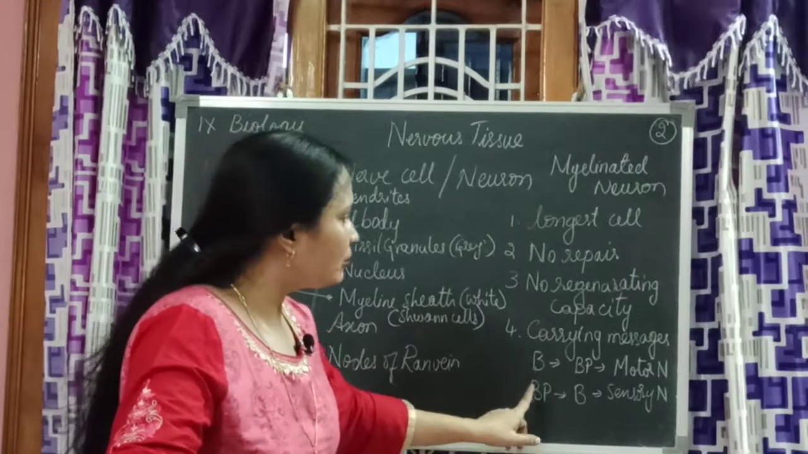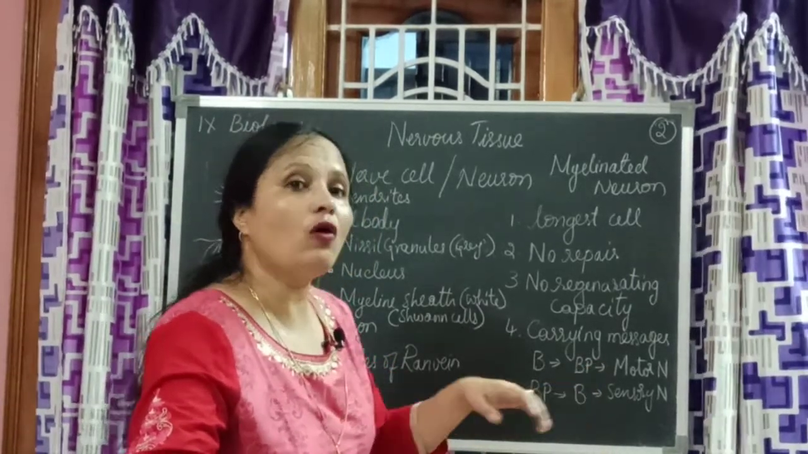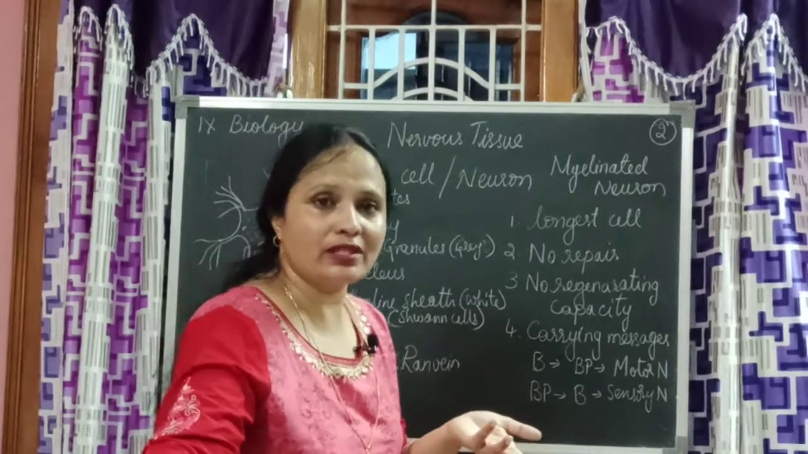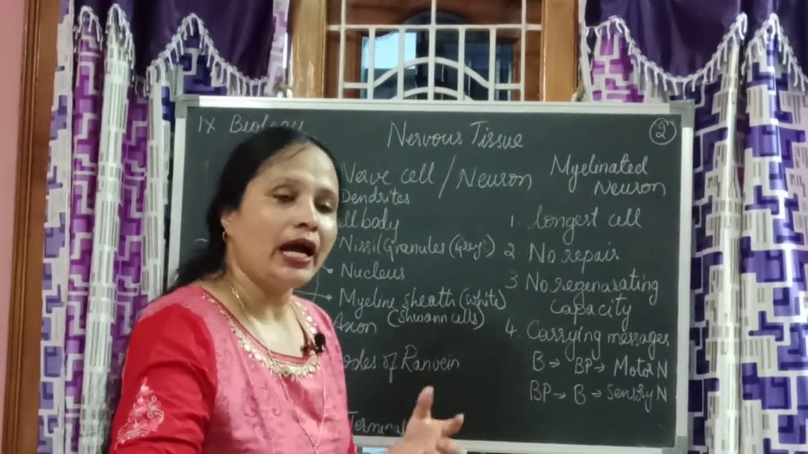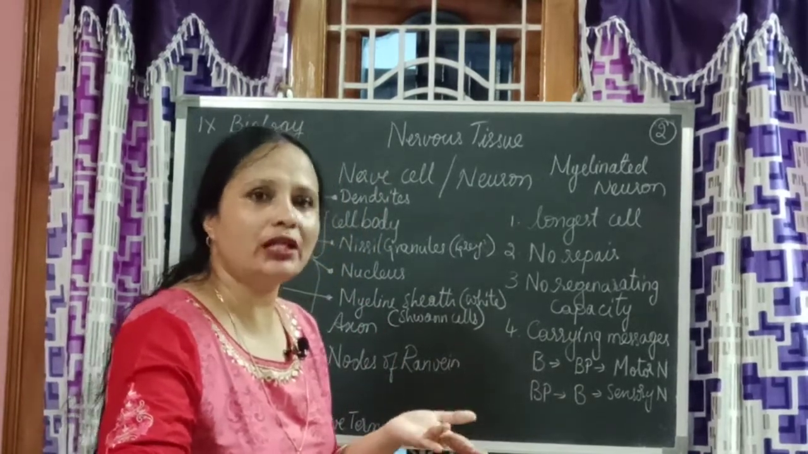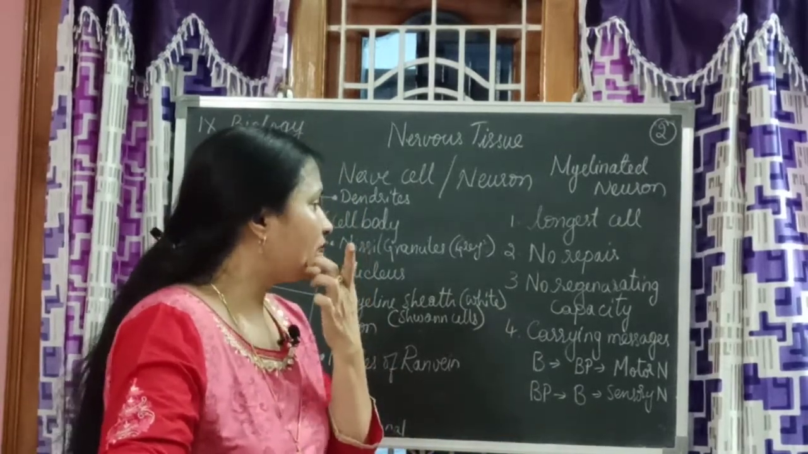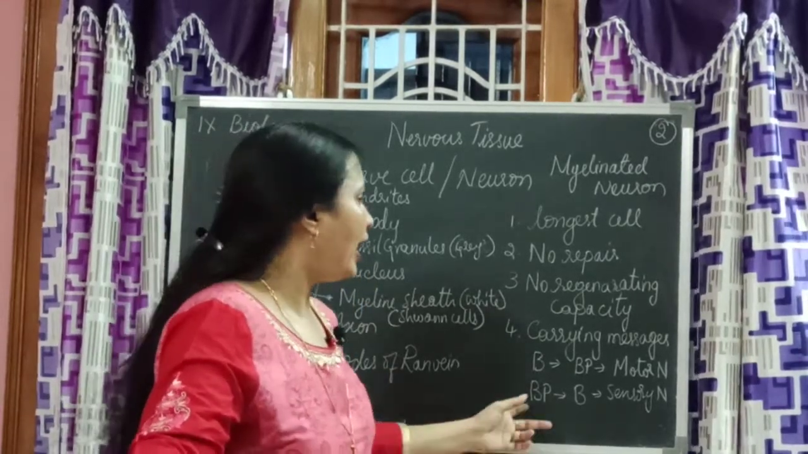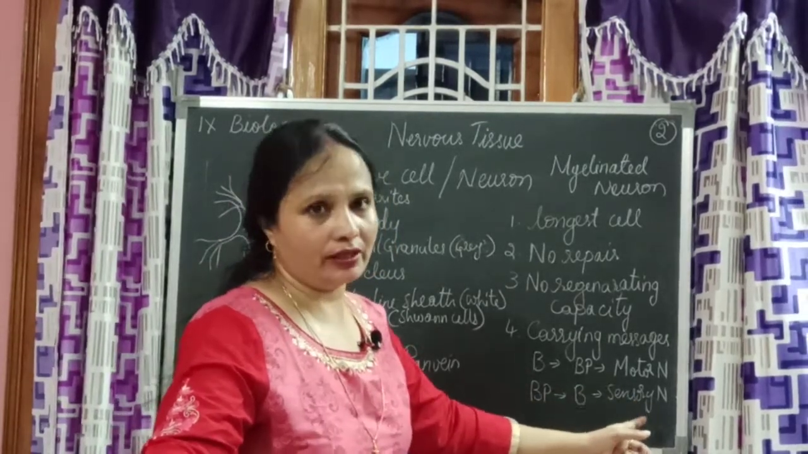And body parts, body parts means what? All our sense organs. What are those 5 sense organs? Skin is there on all our body parts, right? And then eyes to see, ears to hear, nose to smell, tongue to taste. All these sense organs, they take in the information and send it to the brain through sensory nerves.